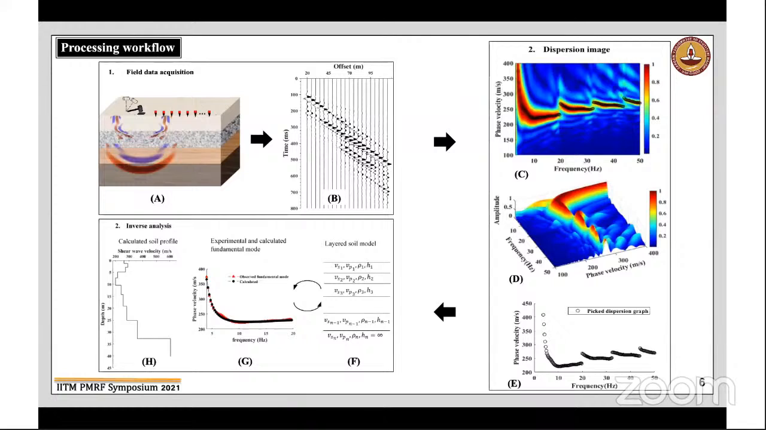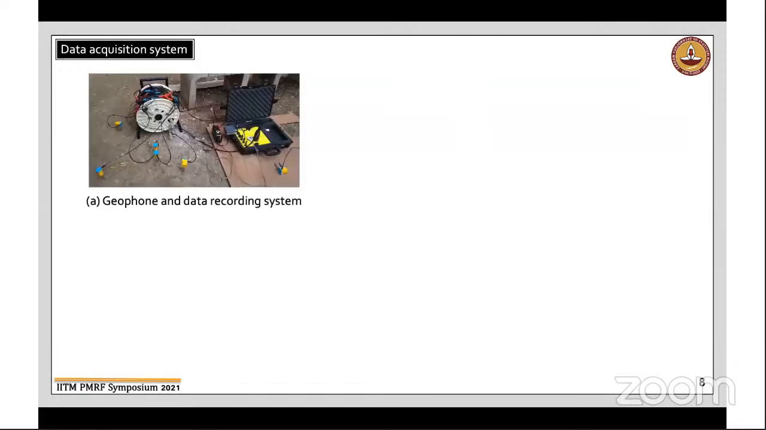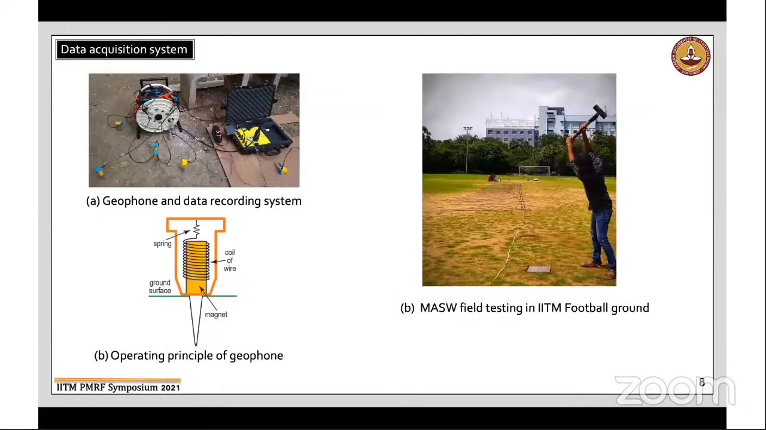Here is the processing workflow of the surface wave techniques. First, the data acquisition. In active survey, we generally generate the seismic waves by using a sledgehammer or a drop hammer. And for passive analysis, we use the ambient urban noises. Here is the data acquisition system and the geophones. The geophones are a coil magnet system where the coil oscillates around this magnet and creates the electric signal we collect into this data acquisition system. Here is one MSW test in our ITM campus.